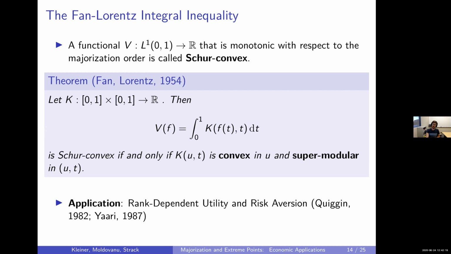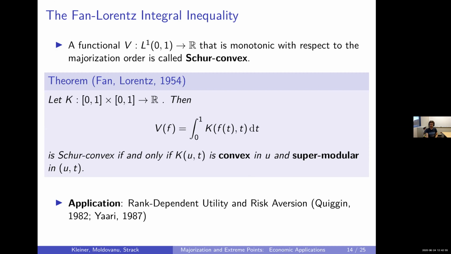So K will be a kernel, a function that maps the unit square to the real numbers. And then the functional that we're interested in, this result says that the value of the functional v at f is equal to the integral of this kernel evaluated at f of t and t. And this functional will be Choquet-convex if and only if this kernel is convex in the first argument u and supermodular in u and t.